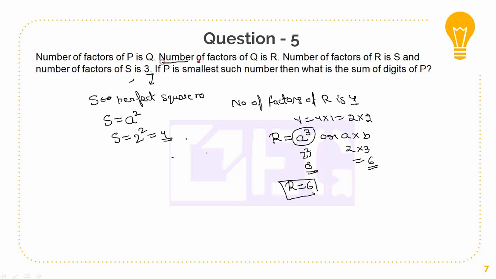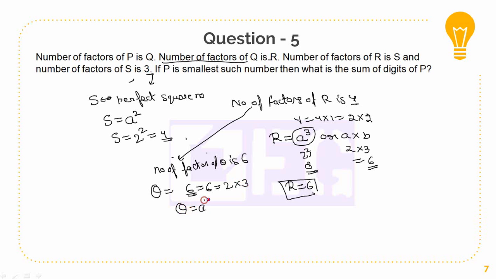Now our question is: number of factors of Q is 6. Now this question changes into: number of factors of Q is 6, and we want to find the smallest value of Q. 6 we can represent as 6 or 2 into 3. So Q could be in the form of A to the power 5 or A B square. When it is in the form of A to the power 5, the smallest number will be 2 to the power 5. But when it is in the form of A B square, the smallest number will be 2 square into 3. So the minimum value of Q will be equal to 12.